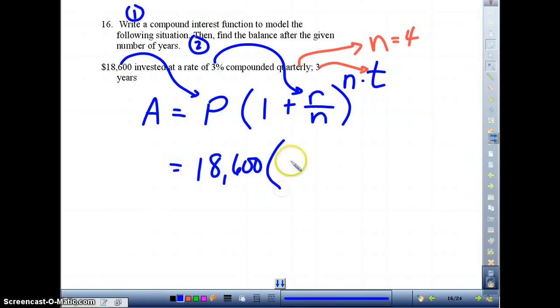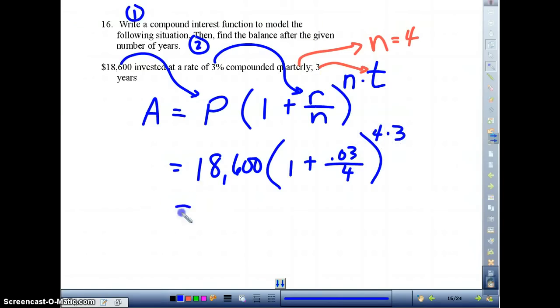18,600 times the quantity, 1 plus. My interest rate has to be changed to decimal form. Be careful here. That is not 0.3. A lot of people make a mistake right there. My n, since we're compounding quarterly, is 4. And we're doing this for 3 years.